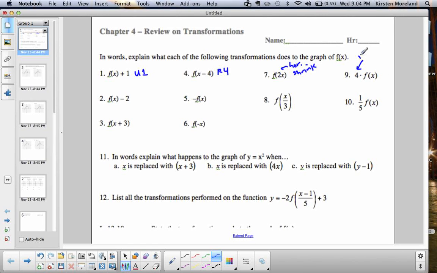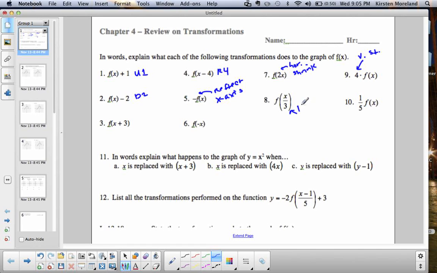Outside is always going to be vertical. In this case, it's a vertical stretch. Okay, this one's going down 2. This is a reflection, and since it's excluded, it's over the x-axis, so outside is x-axis, so it's reflect the x-axis.